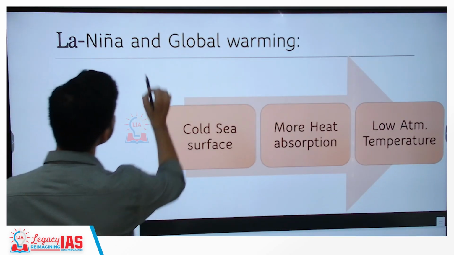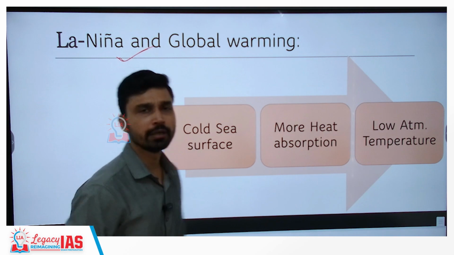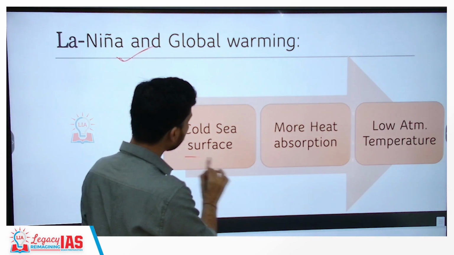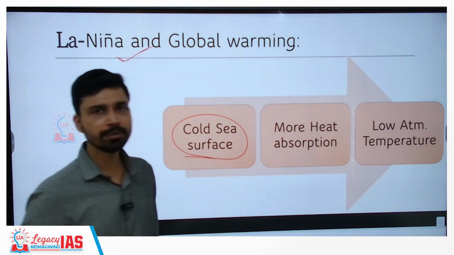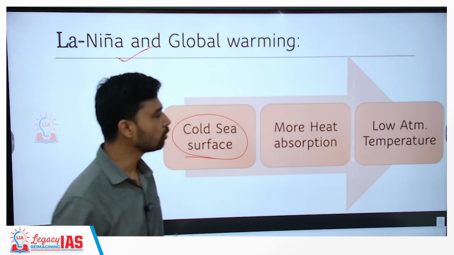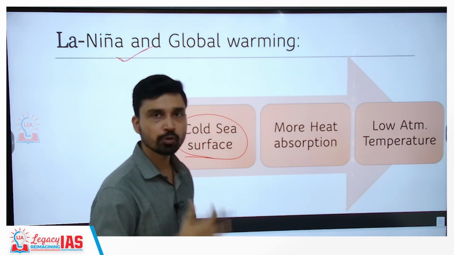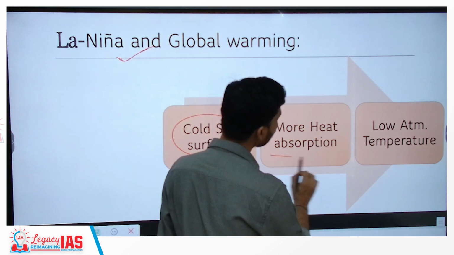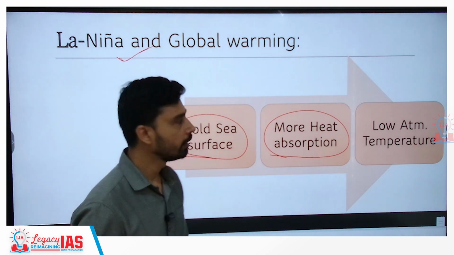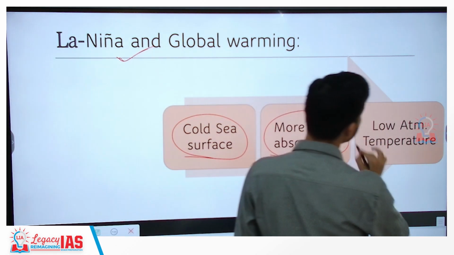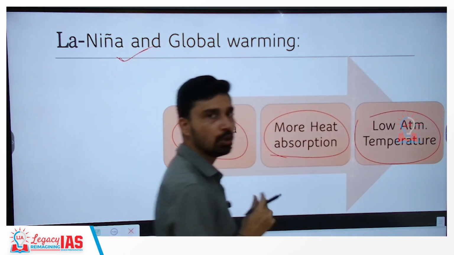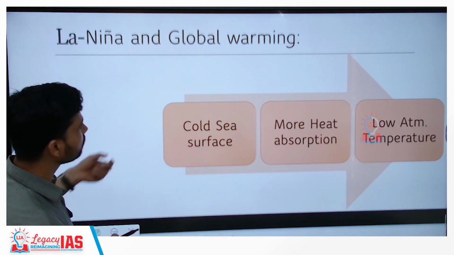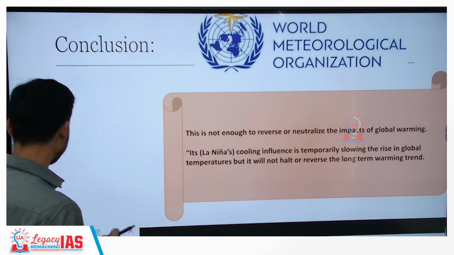However, on the other side, we can make one relation between La Nina and global warming. How? We know that during La Nina, we are having a cold sea surface temperature, especially along the western coast of South America or the eastern part of the Pacific Ocean. That means more heat absorption will occur. That means atmospheric temperature can become lower. This is one speculation, that La Nina can help in fighting the global warming challenge that the world is facing today.